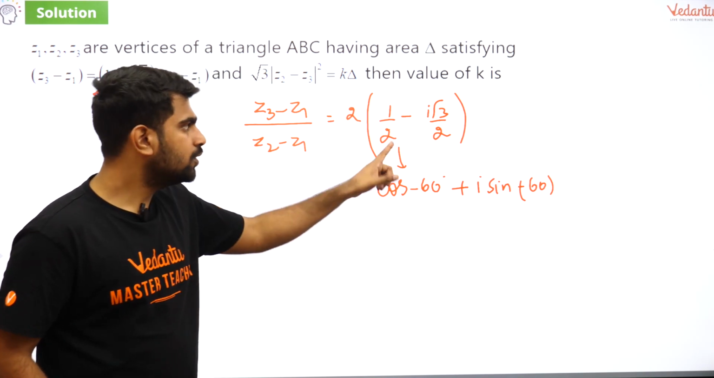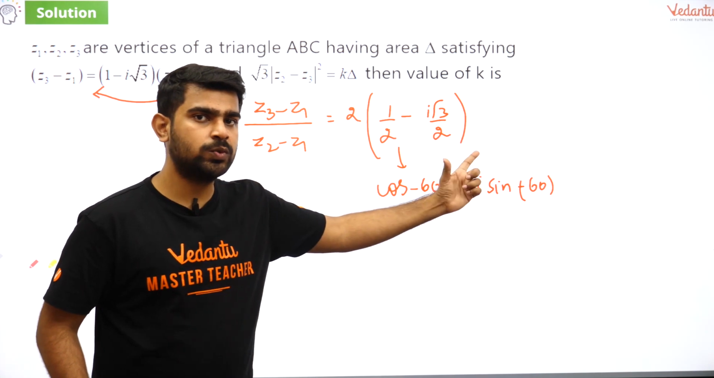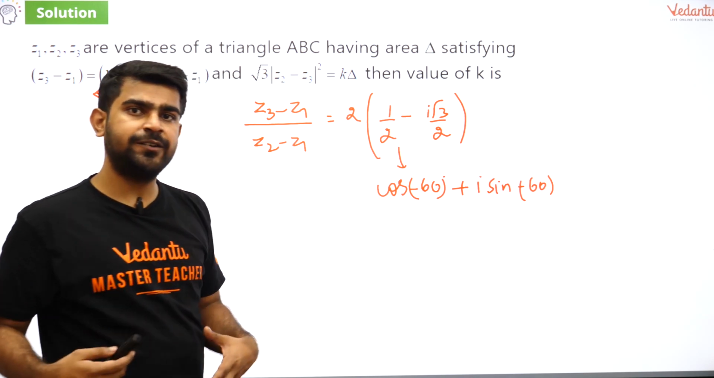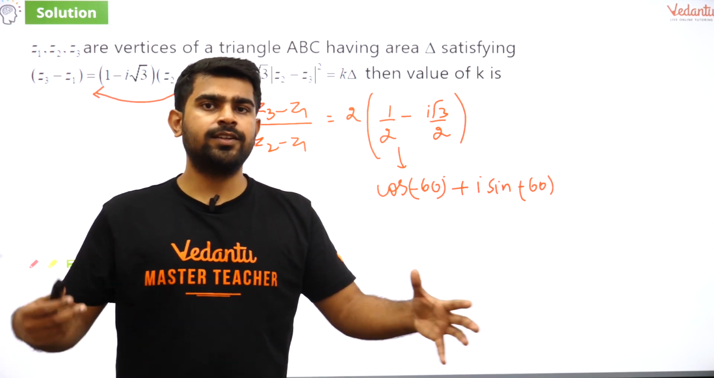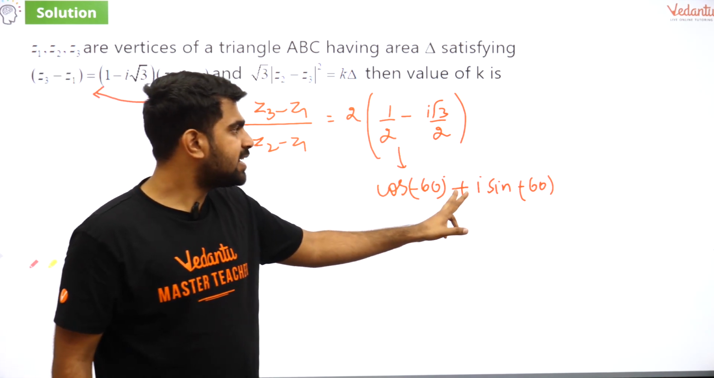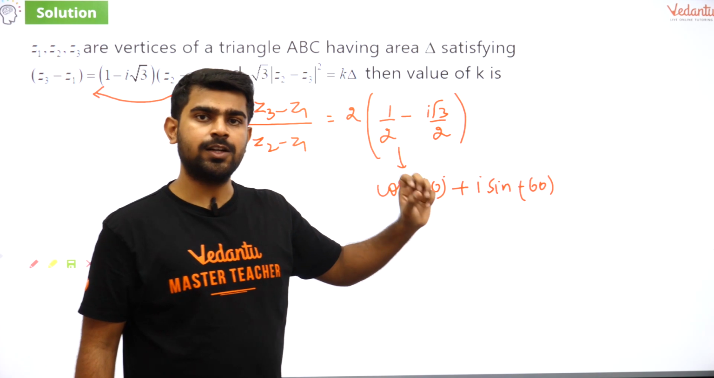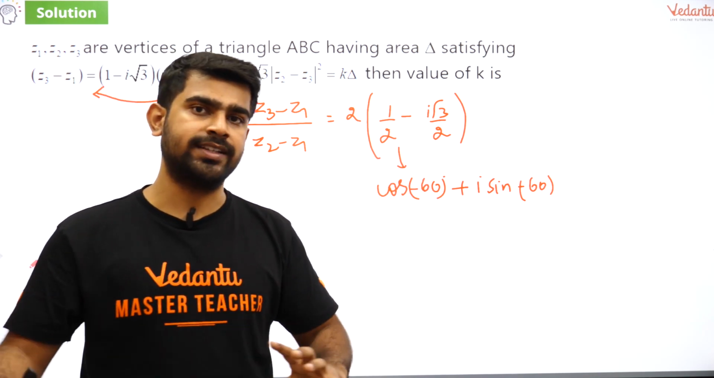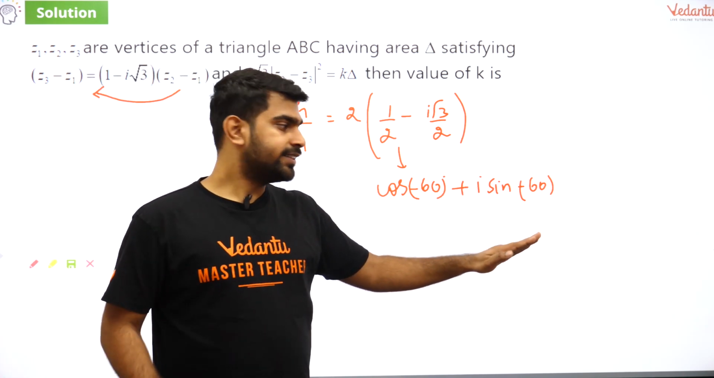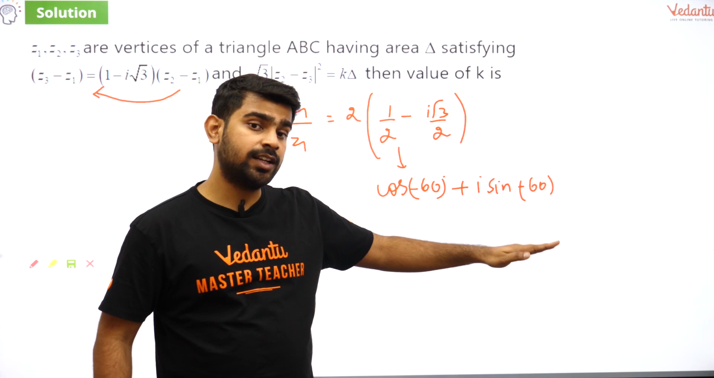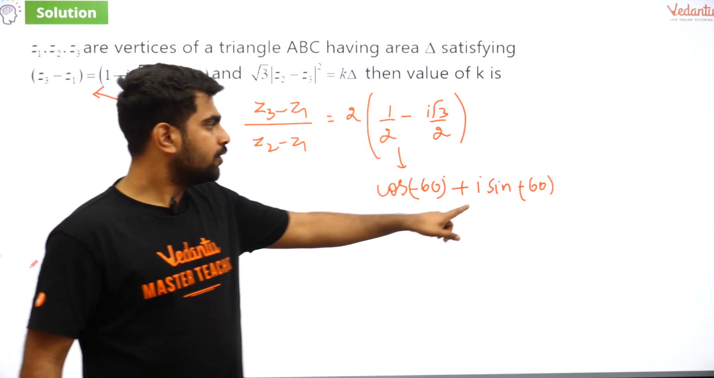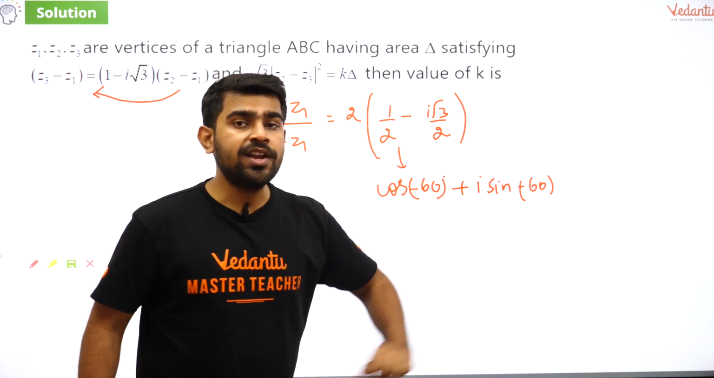Is that clear? Now this 1 by 2 minus i root 3 by 2, I can write it as cos of minus 60, because cos of minus 60 will again lie in the fourth quadrant and we know the value of it is 1 by 2. So it is going to be positive half. Now plus i sine minus 60. Now sine cannot be positive in the fourth quadrant. And why do I keep saying fourth quadrant? Because minus 60 is in the clockwise direction. So if I go 60 in the clockwise direction starting from x-axis, I go to the fourth quadrant. Okay. So that value will be negative.